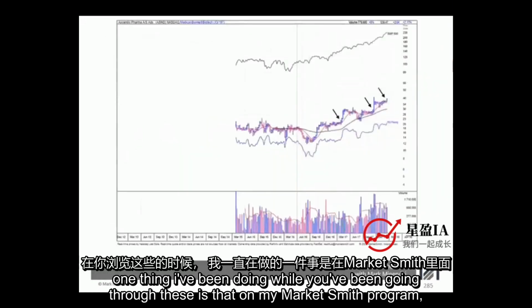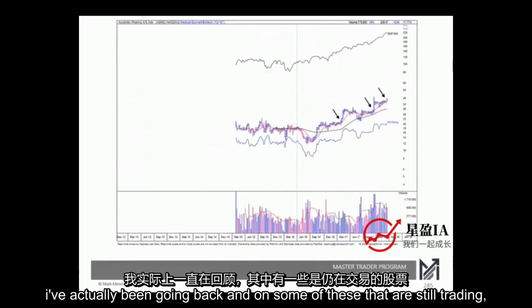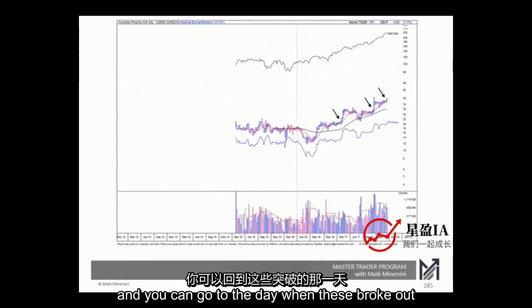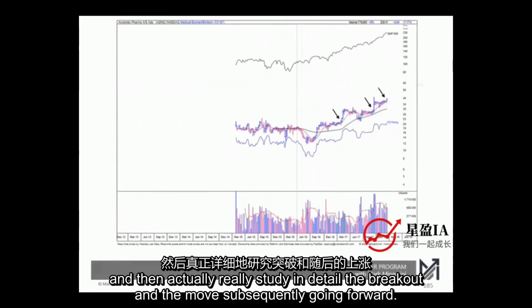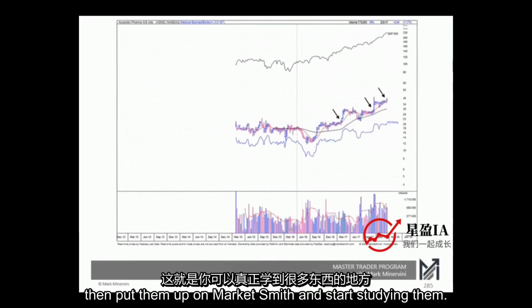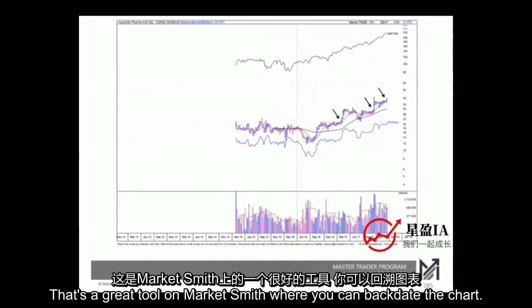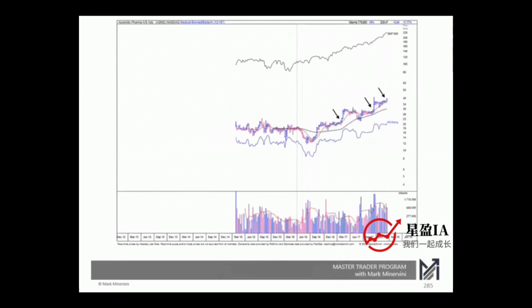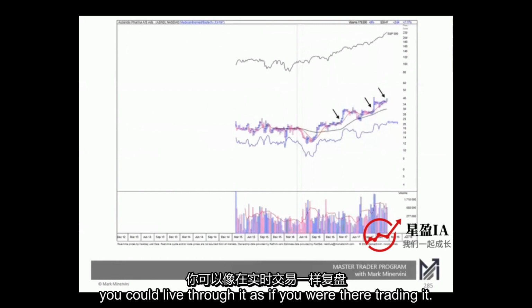Yeah, and Mark, one thing I've been doing while you've been going through these is that on my MarketSmith program, I've actually been going back, and on some of these that are still trading, you can go to the day when these broke out and really study in detail the breakout and the move subsequently going forward. That's where you can really learn a lot, when you take these examples and put them up on MarketSmith and start studying them. That's a great tool on MarketSmith where you can backdate the chart and then move forward day by day. And actually, as Dave said, you could live through it as if you were there trading it.